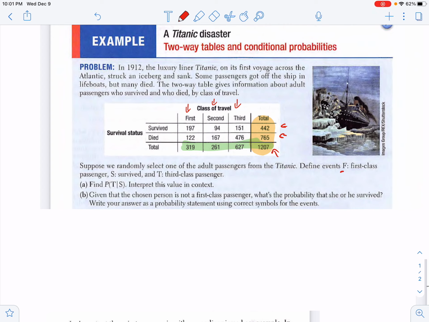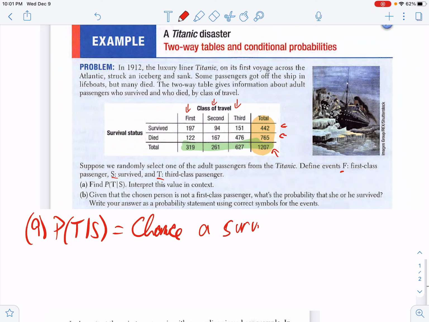Okay, so we define some events. We got F is first class, S is a survivor, T is a third class passenger. So we want the probability of T given S, which is the chance a survivor was in third class. So there's just two different ways of calculating this. We'll use our formula first.